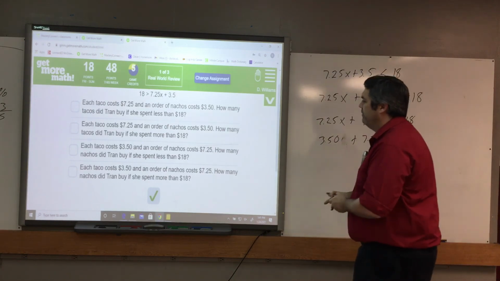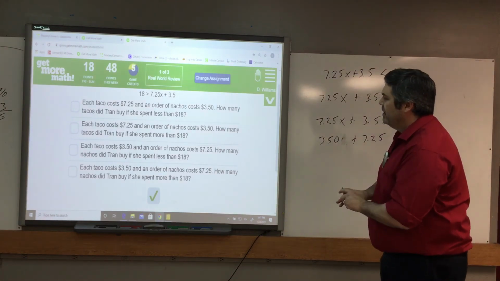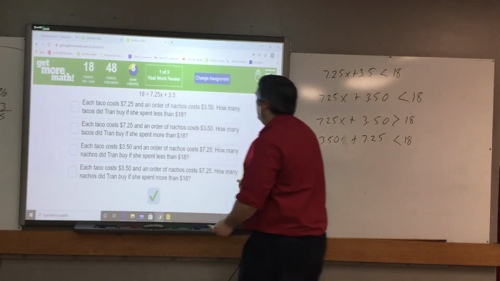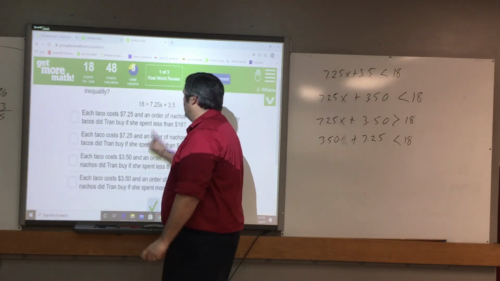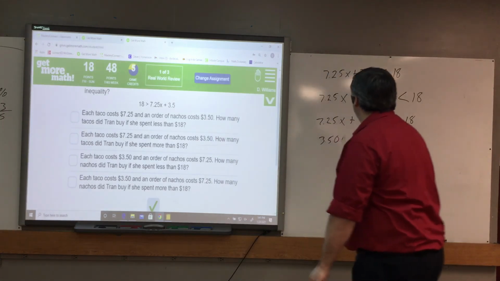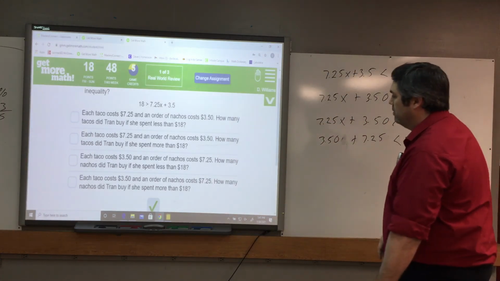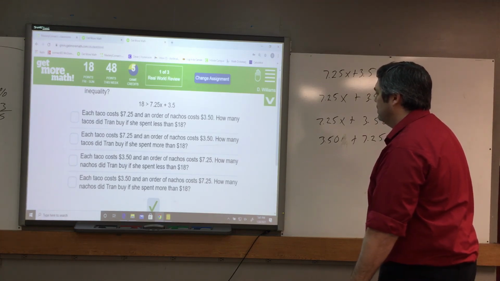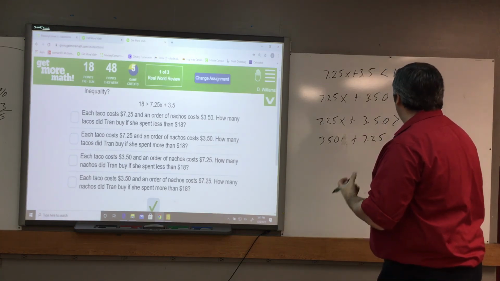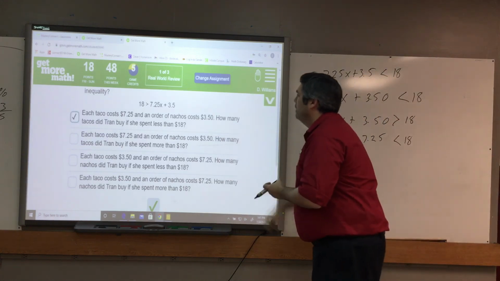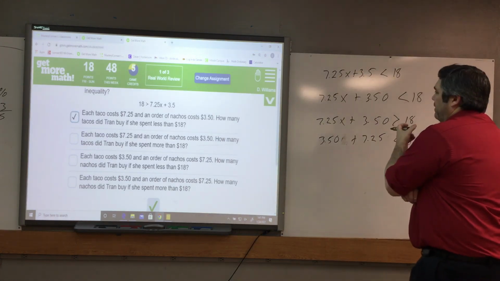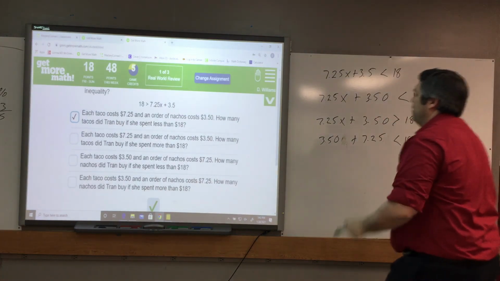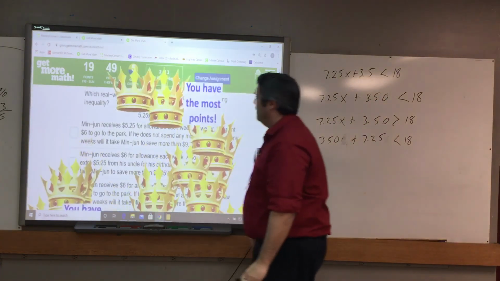Each taco costs $3.50. An order of nachos costs $7.25. How many nachos did Tran buy if she spent more than? So we can eliminate this one. We can eliminate this one. Now we're down to these two, and we got to determine what's the difference between the two. Each taco costs $3.50, and an order of nachos costs $7.25. How many nachos did Tran buy if she spent less than 18? I still think it's this one. Each taco costs $7.25, and an order of nachos costs $3.50. How many tacos? Yeah, it's that one. It had to be that one.